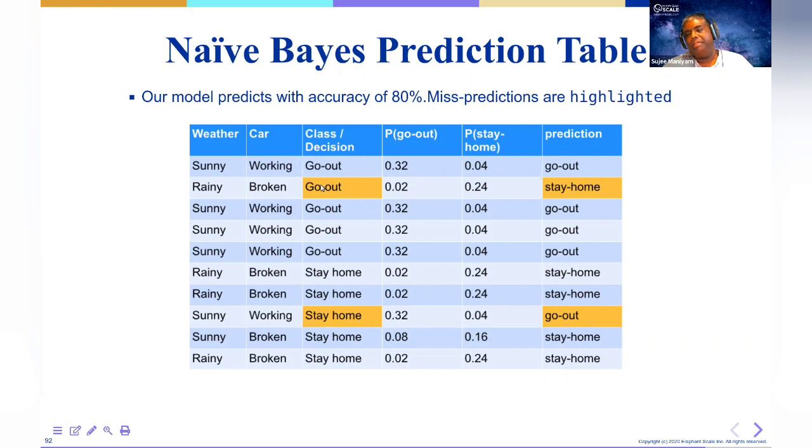So you can see here, whether it's rainy and the car is broken, by all means, the algorithm says there's a 20% chance you should have stayed home, and that's what it predicts. That makes sense too. But I went out.